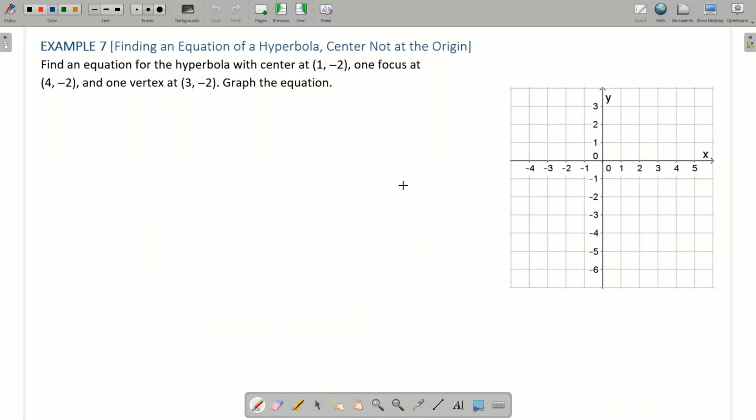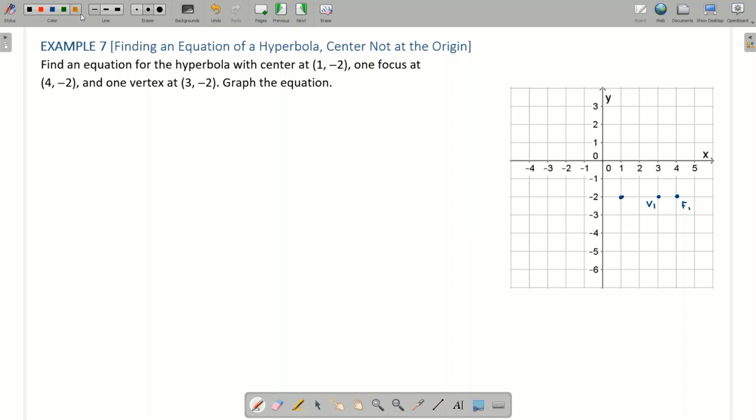So let's try one of these. Okay, so we've got to find the equation of a hyperbola with the center at (1, -2), a focus at (4, -2), and a vertex at (3, -2). So if we plot this point, (1, -2), that's our center. We have a focus at (4, -2). Let's label that. And a vertex at (3, -2).